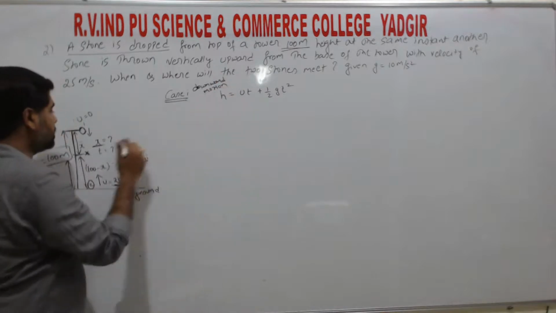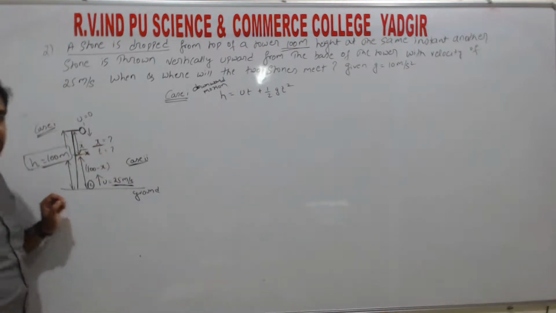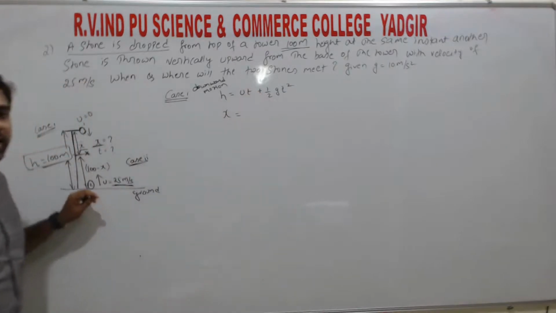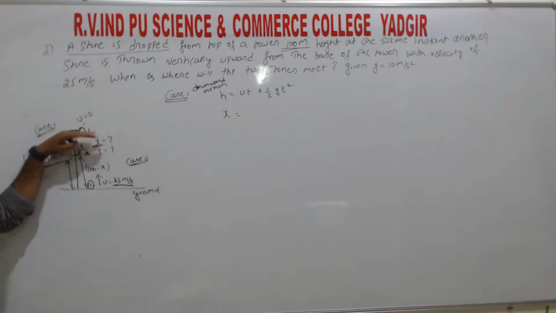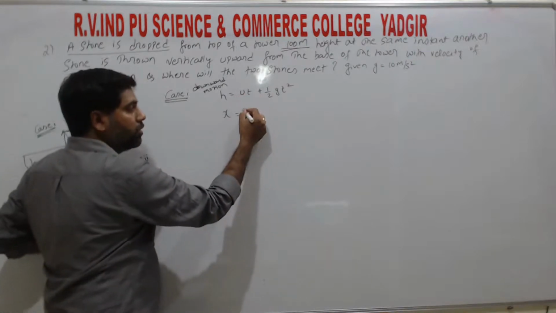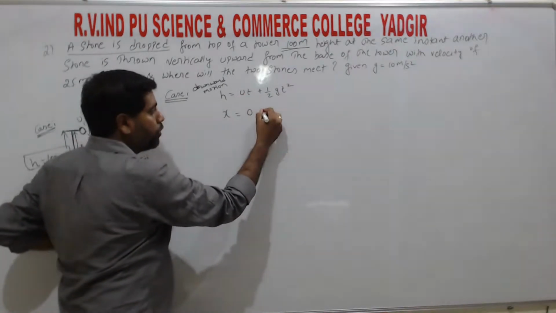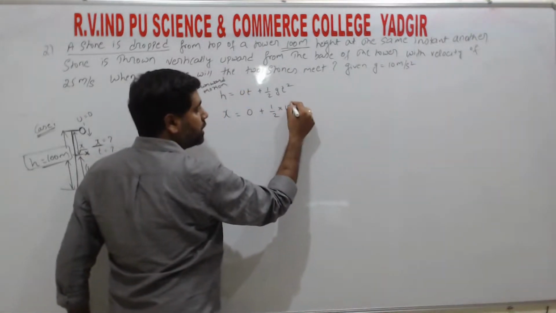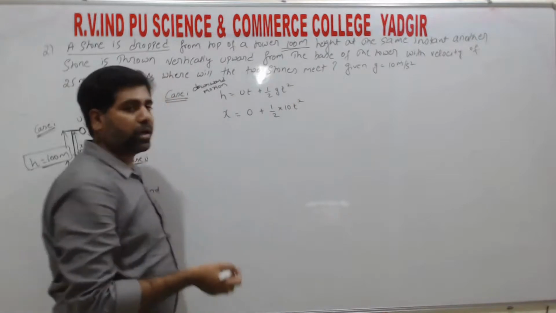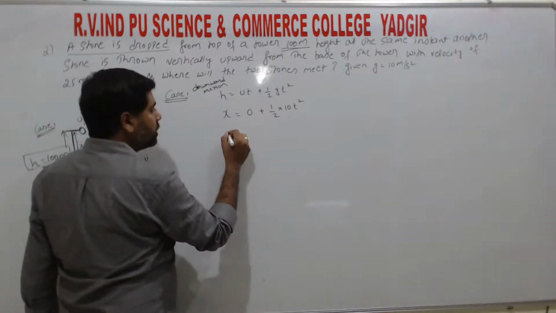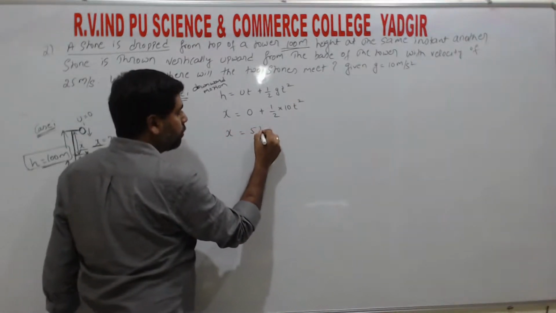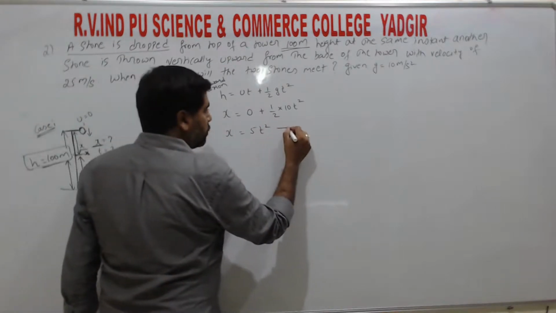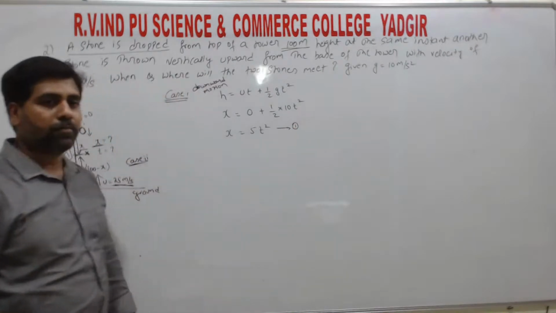How much distance is covered? x distance. So x equals, the initial velocity of the first stone is 0, so 0 into t gives 0, plus 1 by 2 into g, which is 10, into t square. From this we can write x equals 5t square. Calling this equation 1.